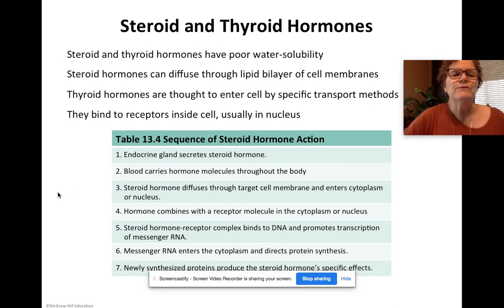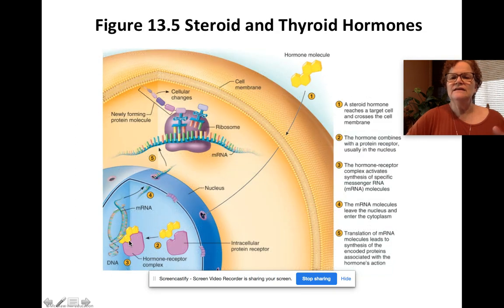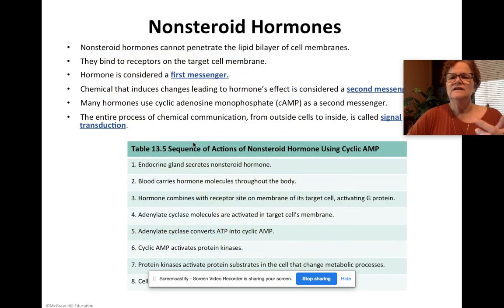Steroid and thyroid hormones. So how do they act? You might want to think about trying to understand this sequence. Could you put that in order or something? And then this is just a graphic of that same information, so you can process that.